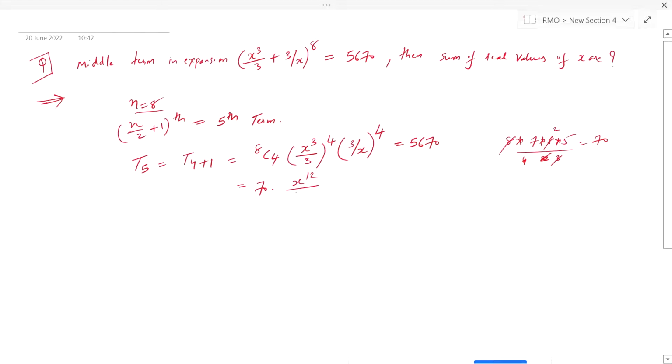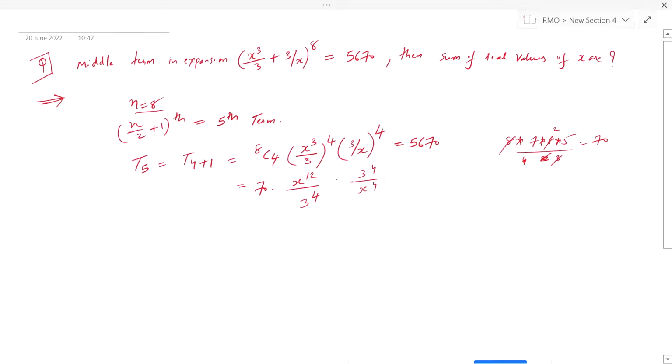Zero? 0 is the correct one. I think 1 minute. Yeah, 0. So what values of x did you get? Plus minus root 3. Correct. So yeah, this is correct.